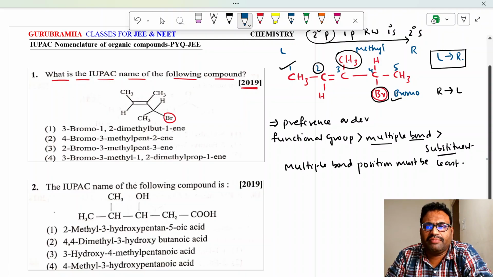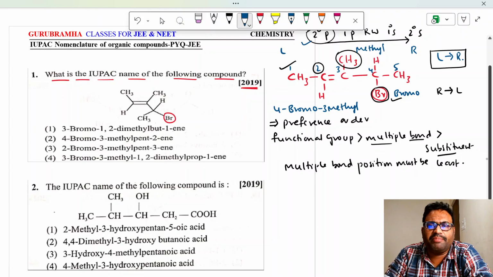Among B and M, if you follow the alphabetical order, which alphabet comes first? B comes first. So when you are writing the names of the substituents, if more than one substituent is present, we have to follow alphabetical order. If you follow alphabetical order, what will be the name of this compound? 4-bromo, right? Next, 3-methyl. This 4-bromo and 3-methyl come under the secondary prefix.